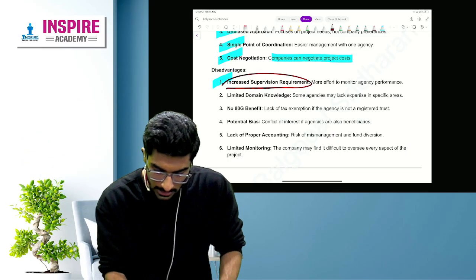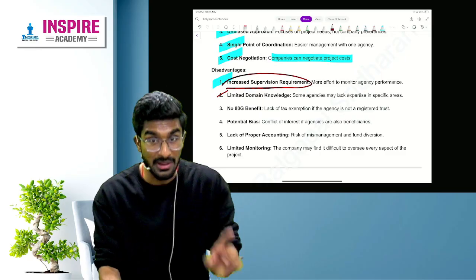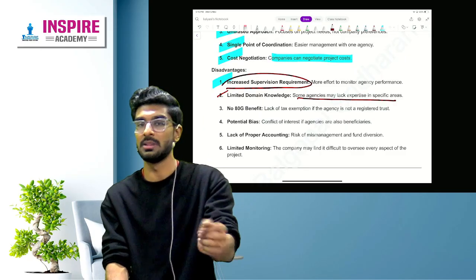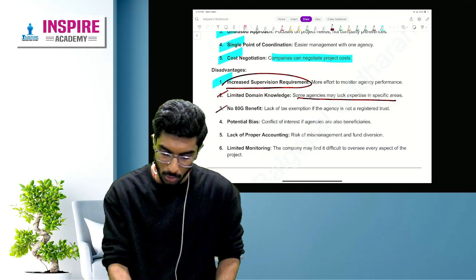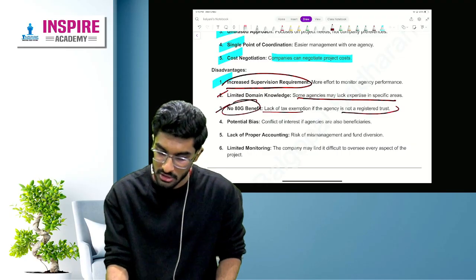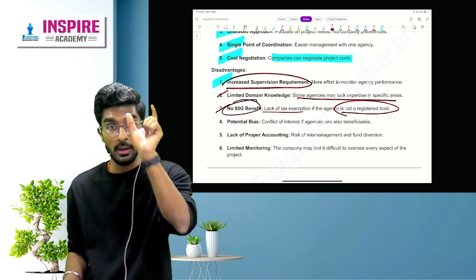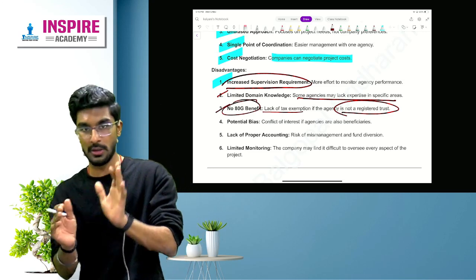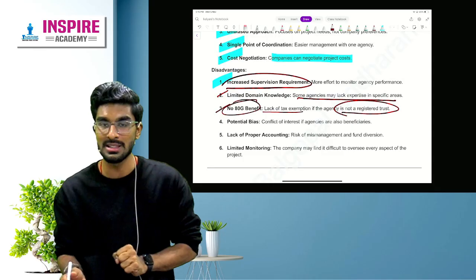Yes or no? Next is limited domain knowledge. Some agencies, I'm not talking about all agencies, some agencies may lack expertise in specific areas. And next is no ATG benefit, lack of tax exemption if the agency is not a registered trust. See people, if you want to claim a tax exemption under ATG, you should be a registered trust. If you are not a registered trust, how can you claim tax exemption?